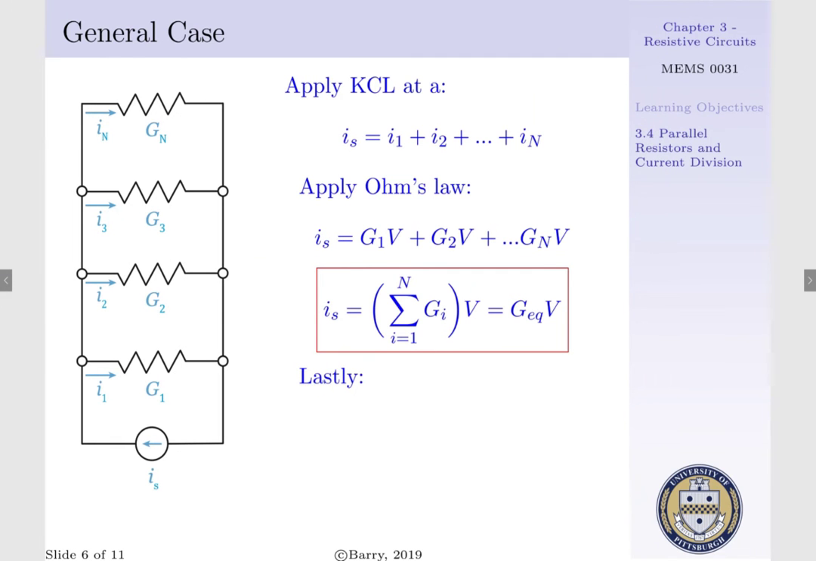Lastly, if we are interested in finding the current flowing through any particular resistor of interest, we can express this as I sub n would be equal to the conductance of that particular element of interest per our equivalent conductance times our source current, where equivalent conductance is the algebraic summation of the conductances of our resistors in our parallel configuration.